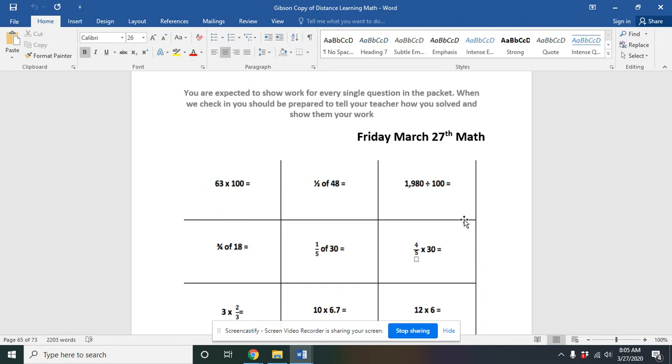So, in your packet, you should be on Friday, March 27th, math. In front of you, you should also have a pencil, eraser, and scratch paper to help you work out anything that you need to do if you don't have space in the regular packet. Again, you are going to work on this packet for Friday. And then after that, when we pause the video, you're going to come back when you're done, and then we're going to go over some answers. So go ahead, pause the video, and get started.